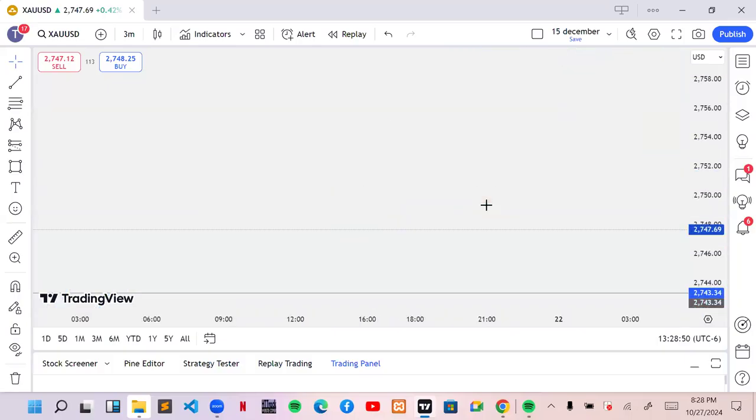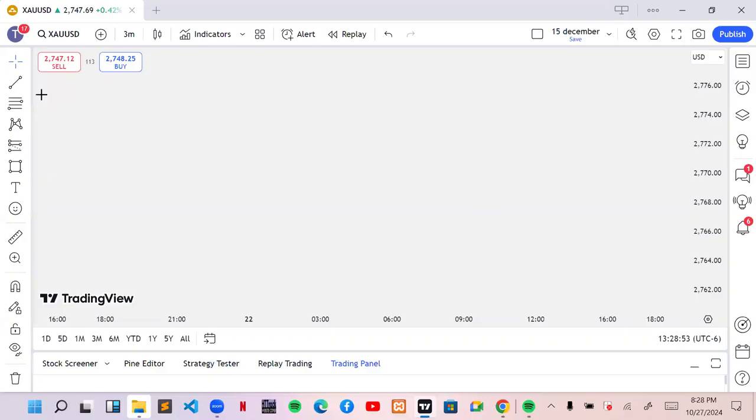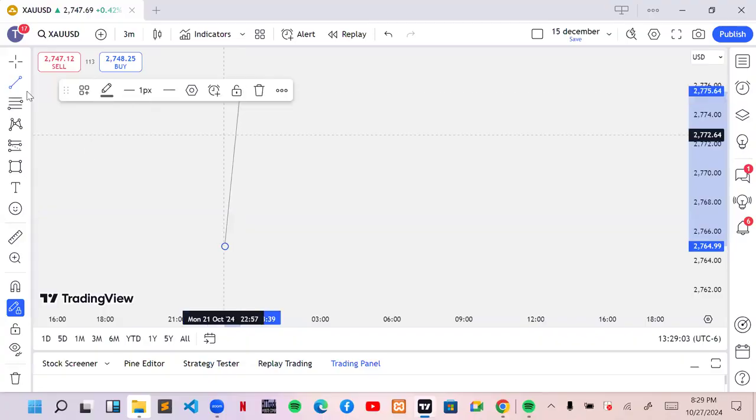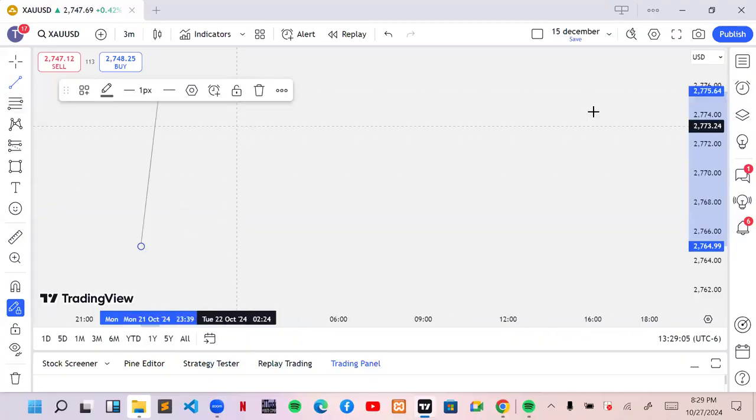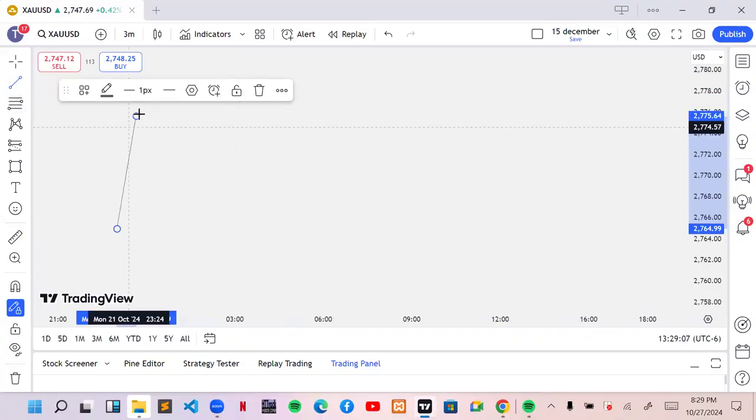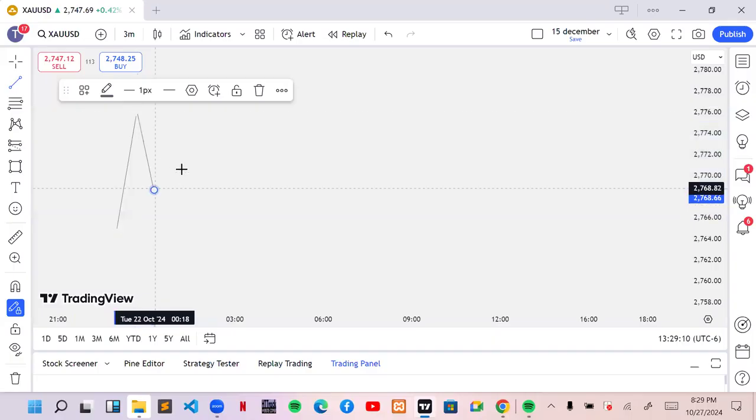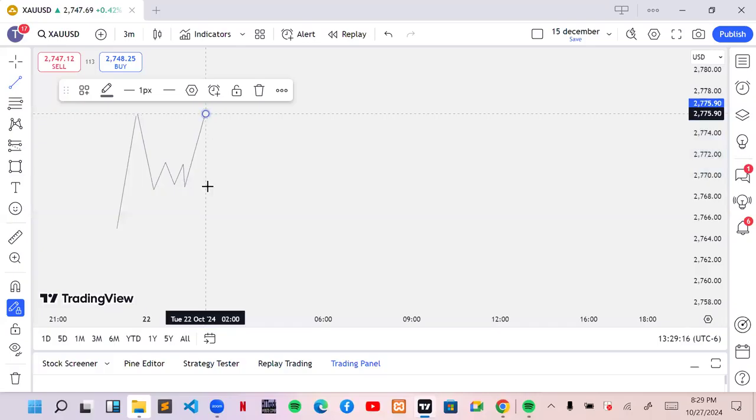The second one is equal highs and equal lows liquidity. What most people call double top and double bottom is what equal highs and equal lows is. For example, you can see the market do something like this, then maybe do a bit of movement like this, then go here and still make an equal high here. So here is your equal high in the market.